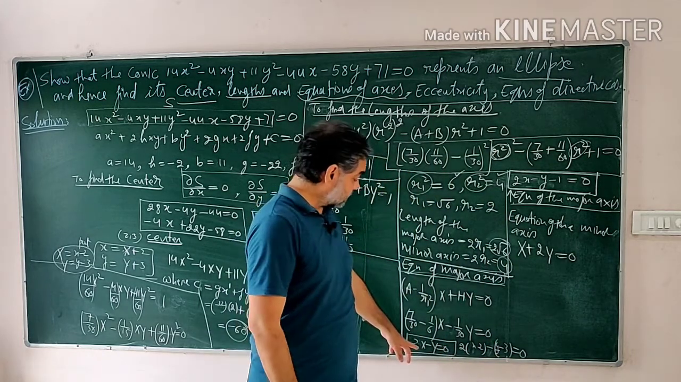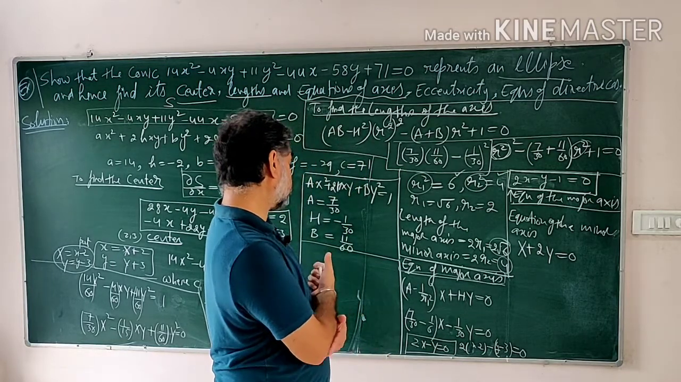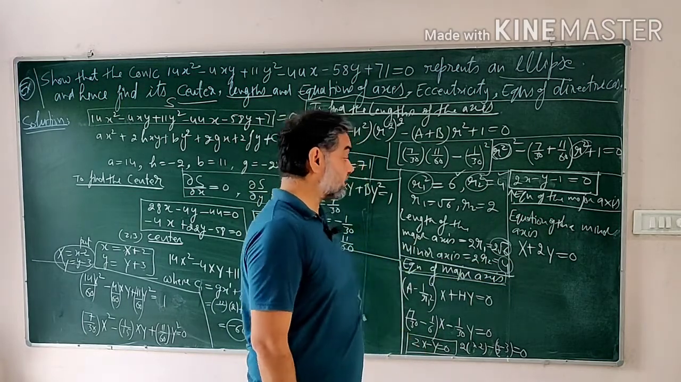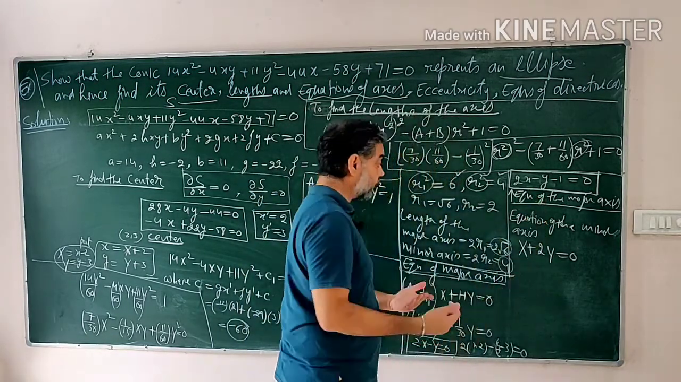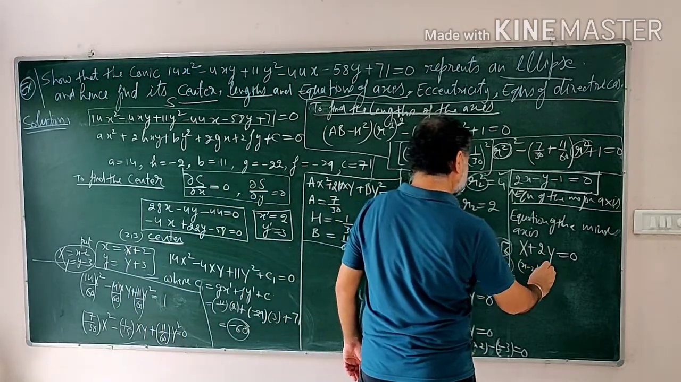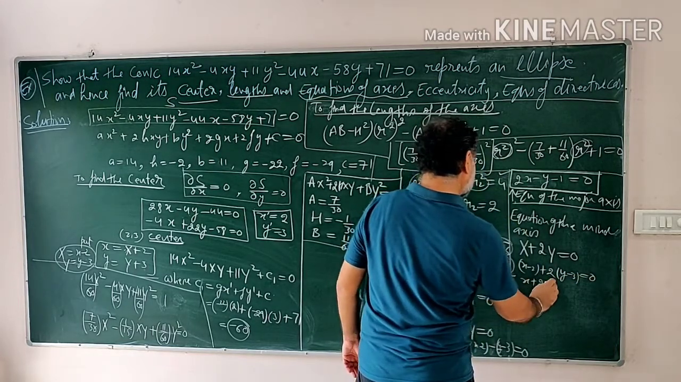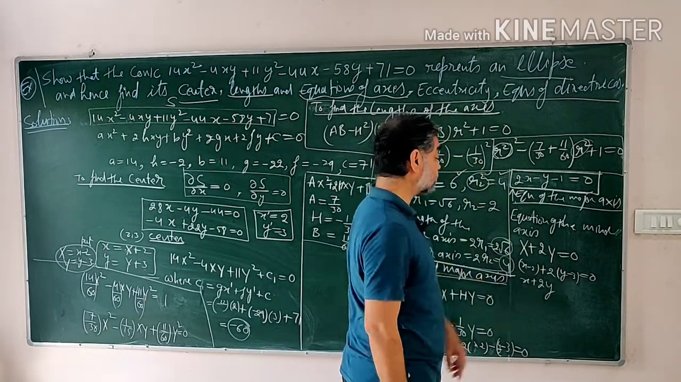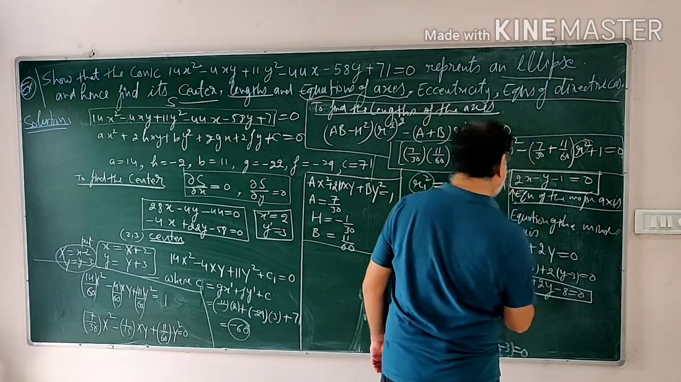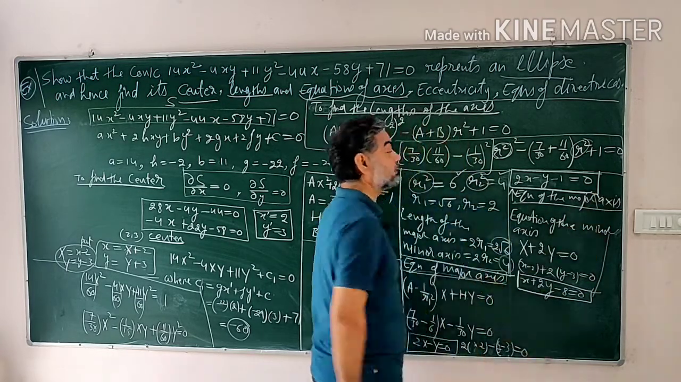This line passes through 0, 0. So the line perpendicular to 2x minus y would be x plus 2y equal to 0. If you write this equation in terms of the old coordinates, capital X can be written as x minus 2, and capital Y as y minus 3, so x minus 2 plus 2(y minus 3) equal to 0, and that can be written as x plus 2y, minus 2, minus 6, minus 8 equal to 0. So this is the equation of the minor axis, and this is the equation of the major axis.